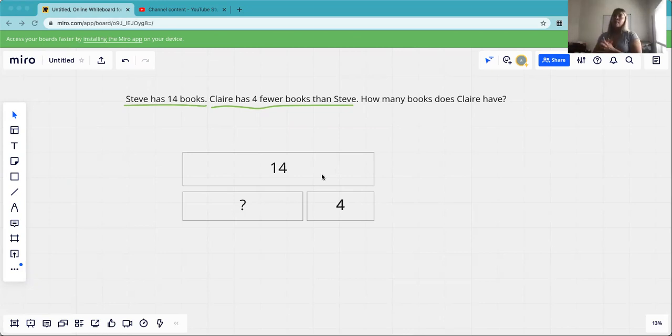Which part of this bar model represents how many books Claire has? Yes, it's this question mark, trying to figure out how many Claire has. What is my 4 representing here? It's representing how many fewer books Claire has than Steve. And we're trying to figure out how we can get this number right here, how many books Claire has.